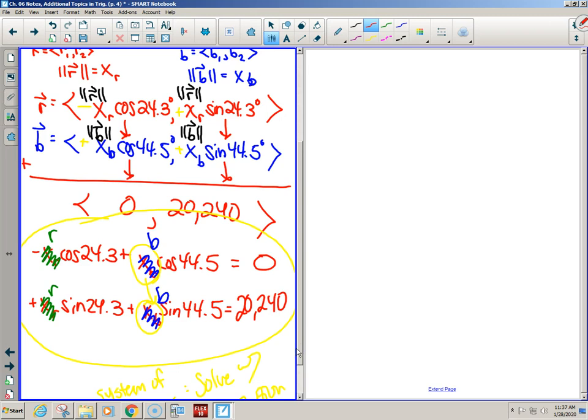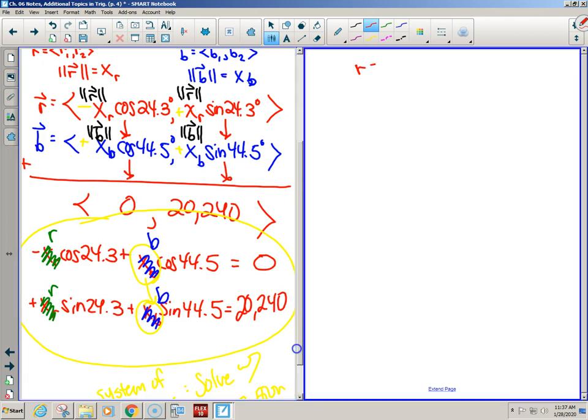But the other thing that you could have done is that you could have solved for R using the sines and cosines. And so you could have said that R was equal to, without having to do any number crunching, I could have subtracted the B cosine 45 divided by the negative cosine of 24.3. I didn't need to use this. I didn't need to do any decimals.